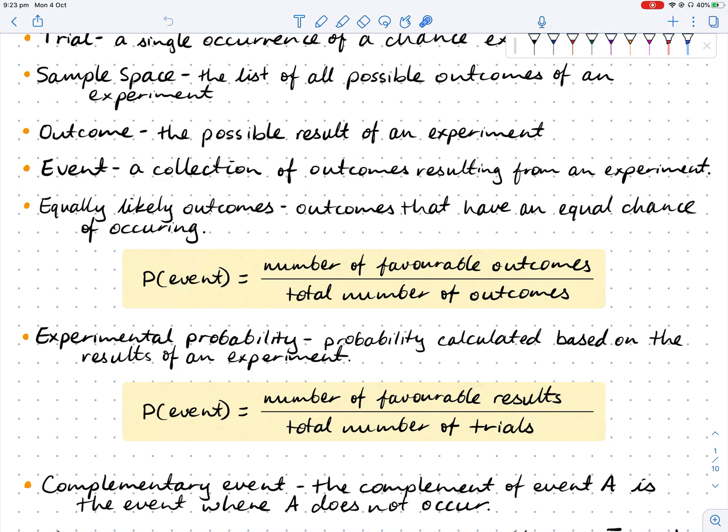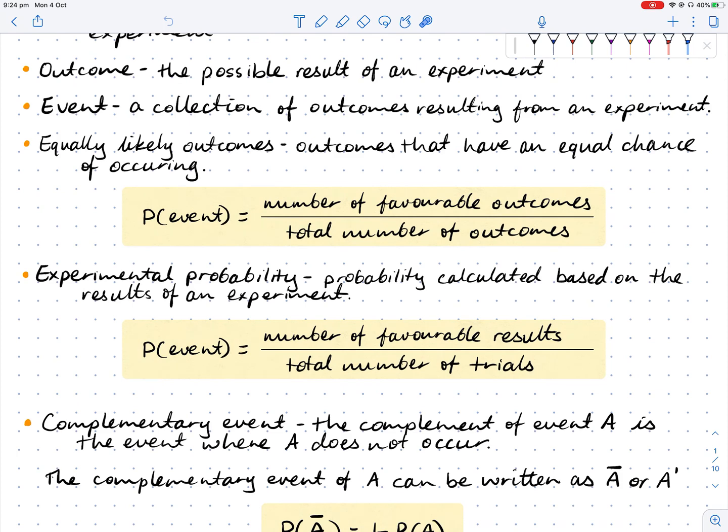The probability of something happening is the number of favorable outcomes over the total number of outcomes. So how many of the sides of the die are what we need, over the total number of sides of the die. Something like that.